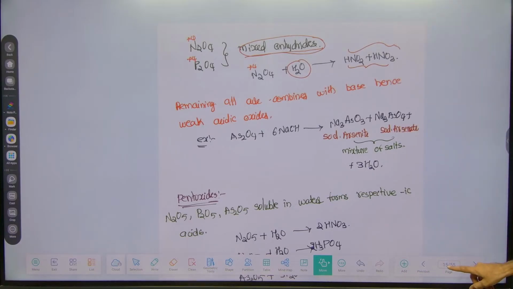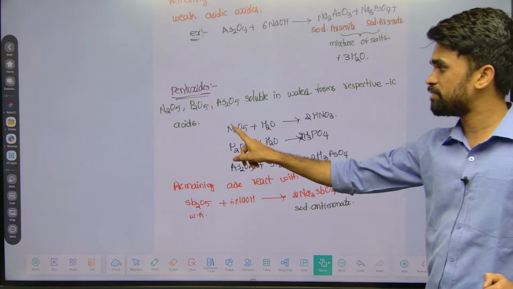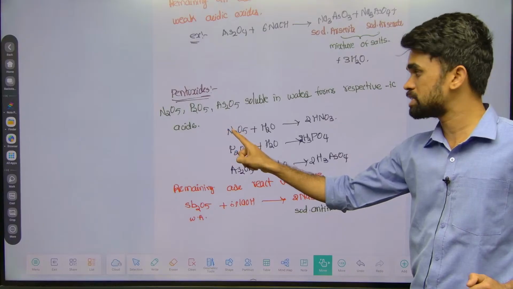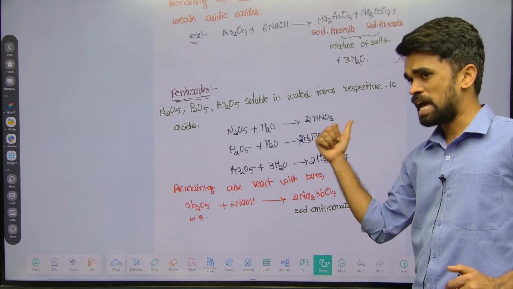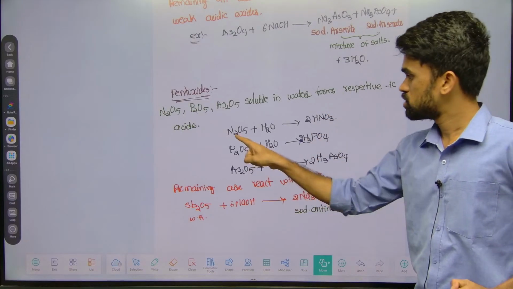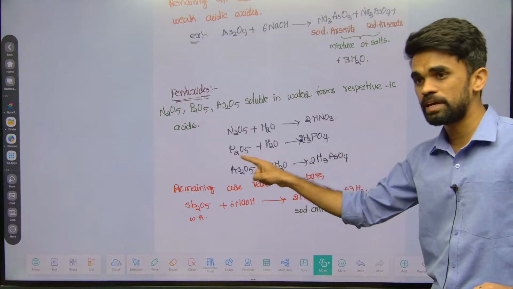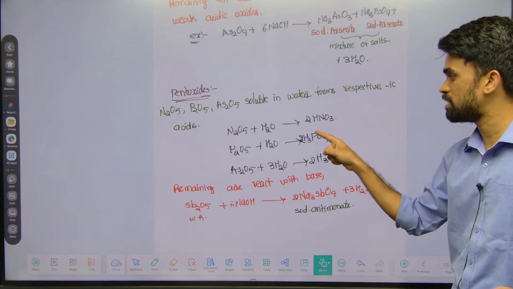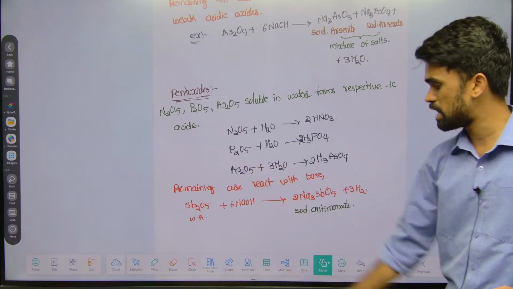Okay, done. See, I have an acid with +5 oxidation state, oxide with +5 oxidation state. So what will be the product? Acid with the same oxidation state. So N2O5 gives you HNO3. P2O5 gives you H3PO4. Find the oxidation state, you will get the +5. Okay, similarly this one also, arsenic also.